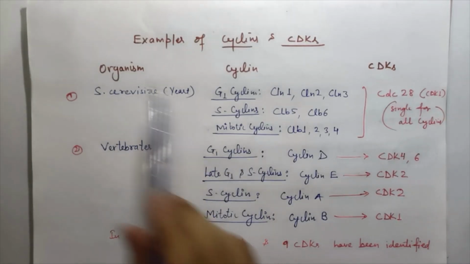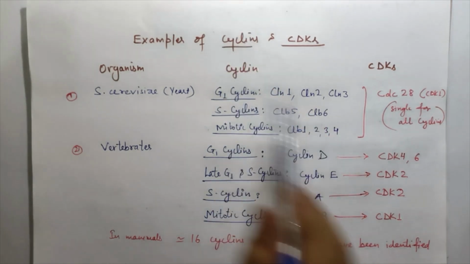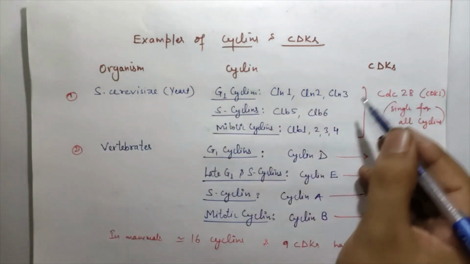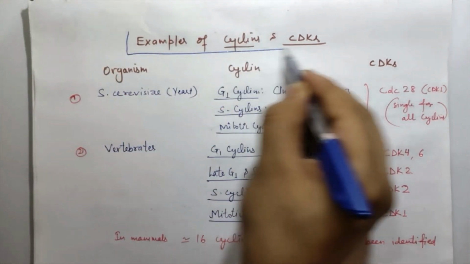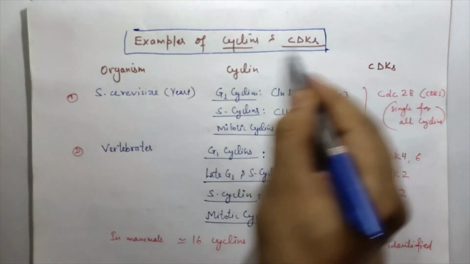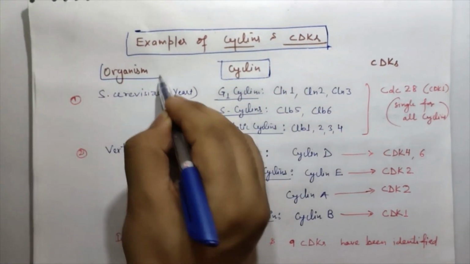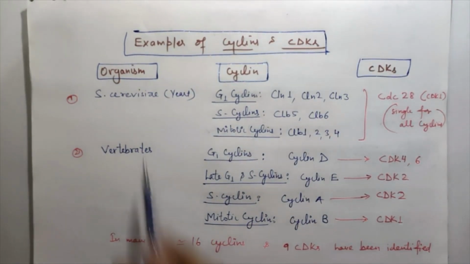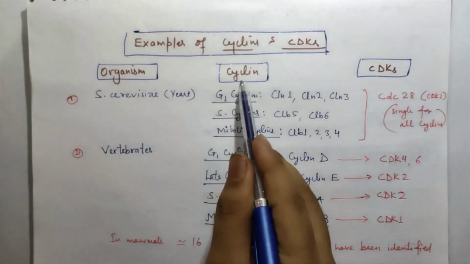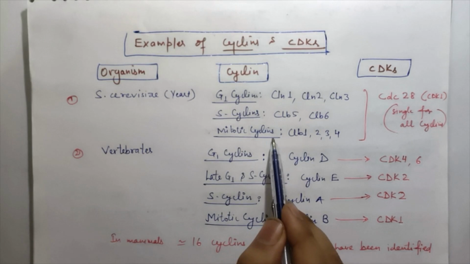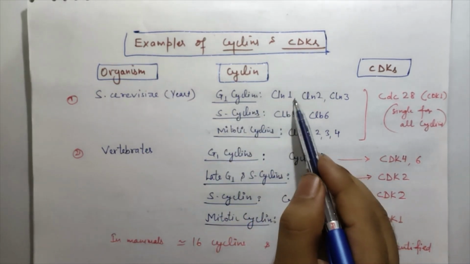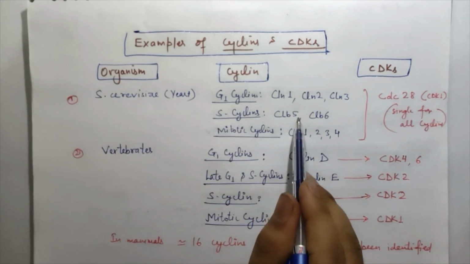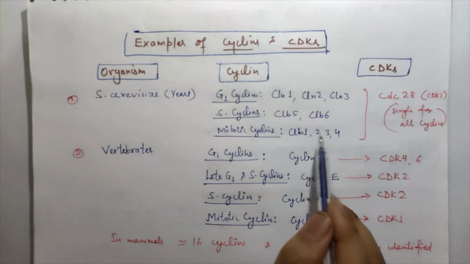So this is the table showing different types of cyclins which are found in different organisms, and the different CDKs, cyclin dependent kinases, which are associated. For example, in yeast Saccharomyces, there are different G1, S and M cyclins, and here in G1 they have cyclin 1, 2 and 3, S cyclins are 5 and 6, and mitotic cyclins are 1 to 4.